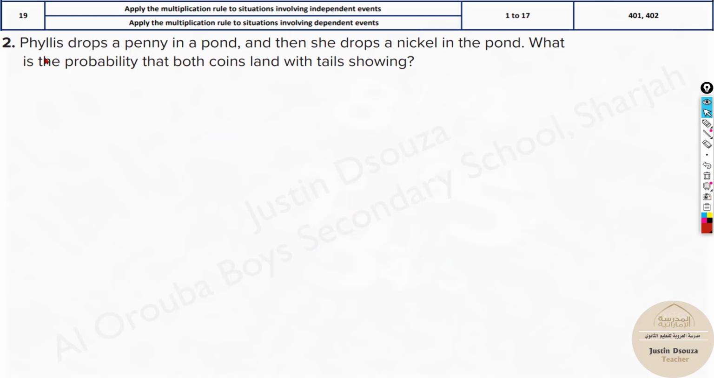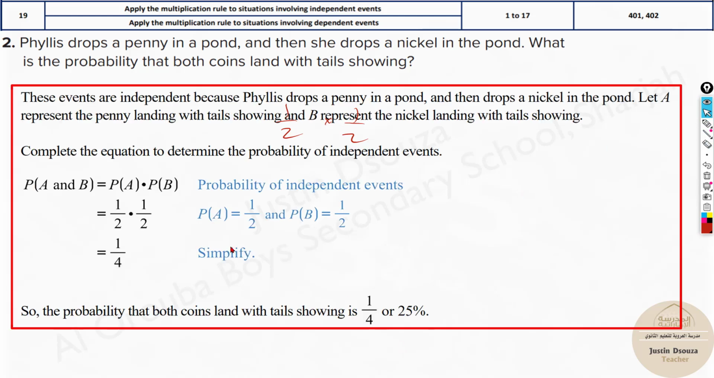Here we have Phyllis drops a penny in a pond and then she drops a nickel in a pond. What is the probability that both coins land with tails showing? Both are coins, each with the probability of 1 by 2. Even if she drops the same coin, the probability doesn't change. The probability of the first one is 1 by 2, and the second one is 1 by 2. So it is 1/4 or 25% would be the answer. Very simple. So this is the probability equation.